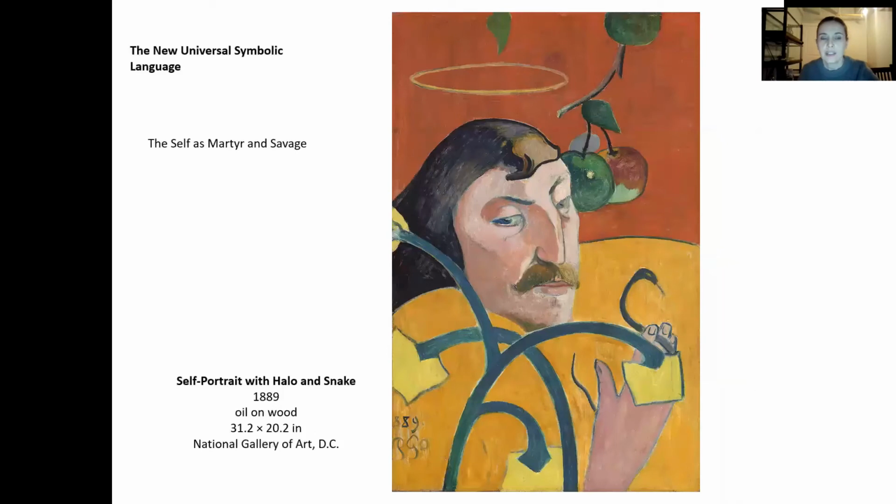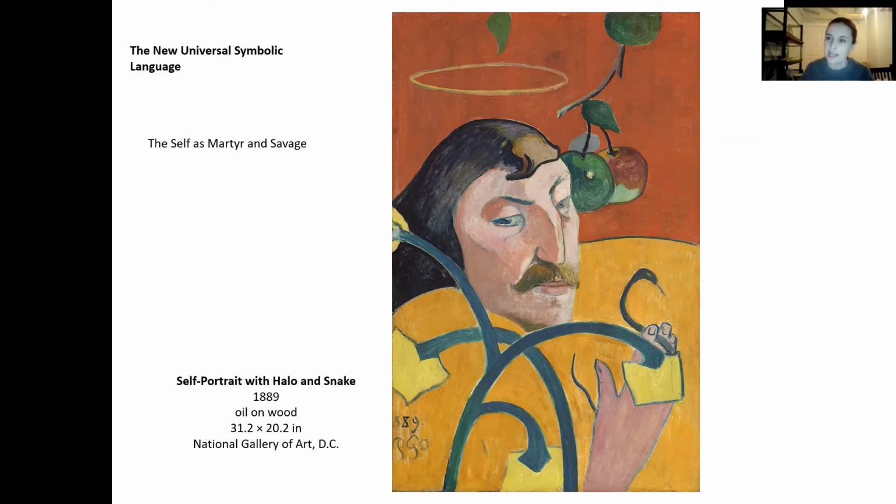So this is the painting, which is here at the National Gallery of Art. This is from 1889, Self-Portrait with Halo and Snake. And this is where he starts really to develop this new symbolic language that he wants to be a universal symbolic language. This is his idea of representing himself as Christ and savage, as martyr and a visionary.